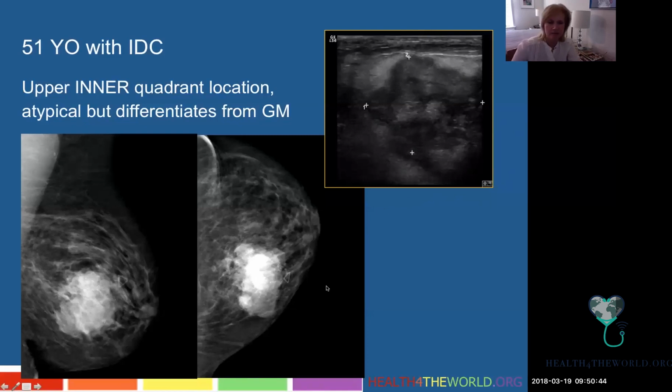So you take the same approach in a male and you say, this has many suspicious features. I'm going to biopsy this. I'm worried this is a cancer. And it was.